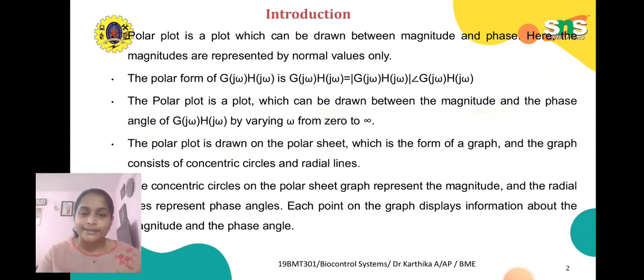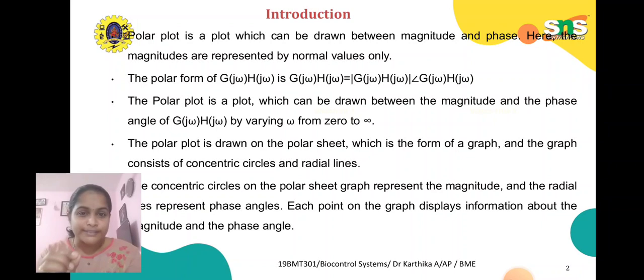The polar plot is drawn on the polar sheet, which is a form of graph consisting of concentric circles and radial lines. A Bode plot we draw using a semilog graph, but the polar plot case is different. Here a separate polar graph is used. These concentric circles on the polar sheet represent the magnitude and the radial lines represent phase angles. Each point on the graph displays information about the magnitude and phase angle.